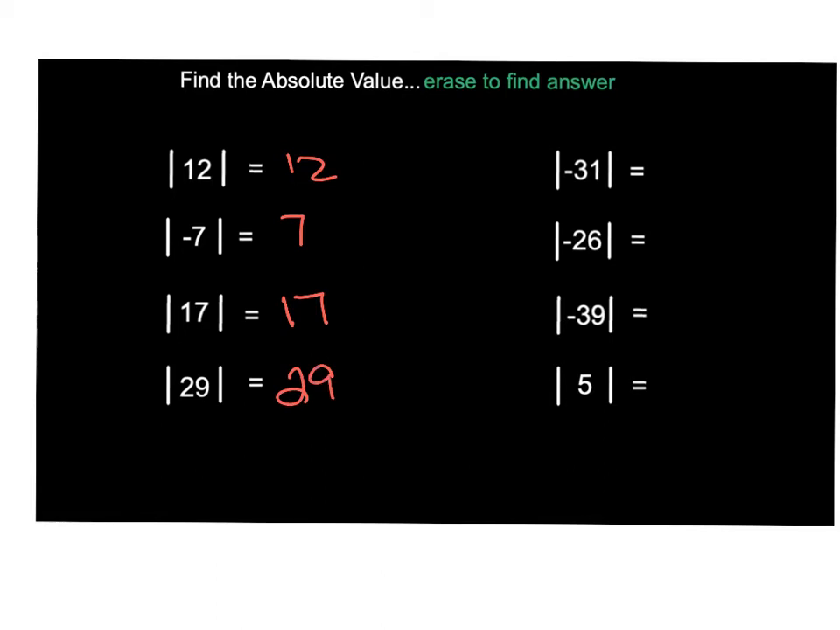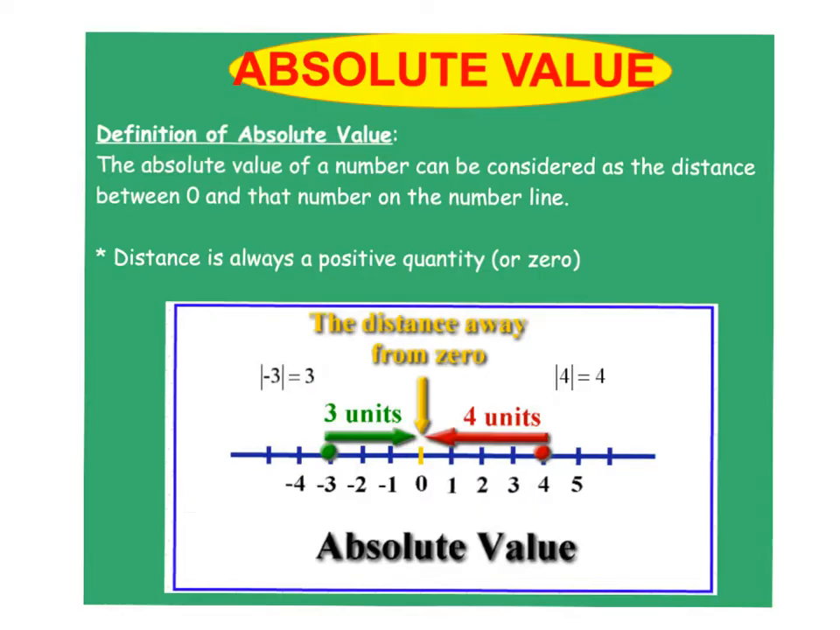Remember, it's how far away from 0 a number is. So absolute value of negative 31 would just be 31. Absolute value of negative 26 would be 26. Absolute value of negative 39 would be 39. And absolute value of 5 is just 5. Remember, absolute value is always positive.